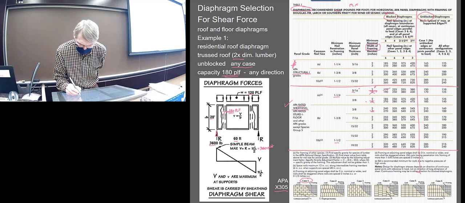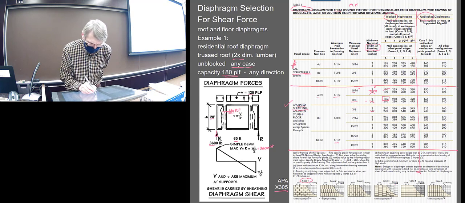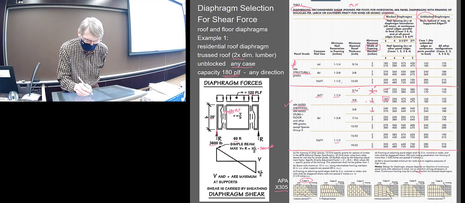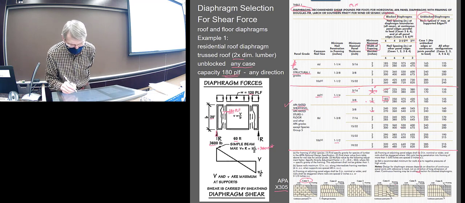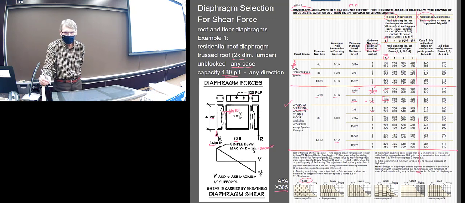170, no, 185, yeah. Okay, so this is blocked. I could use a 3/8 panel with 6-penny nails at that penetration. Okay, so 6-penny nail, and they'd have to have this nail spacing. So they'd have to be 6 and 6. So that's actually the widest nail spacing for the blocked case.